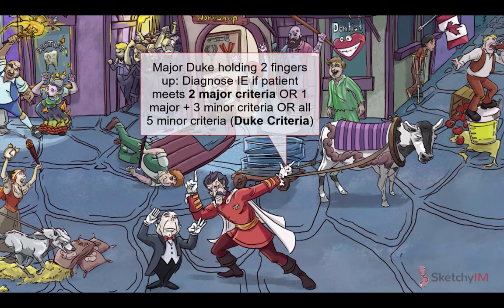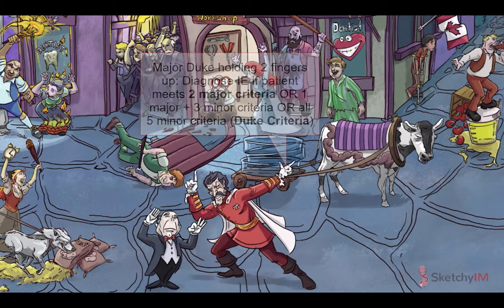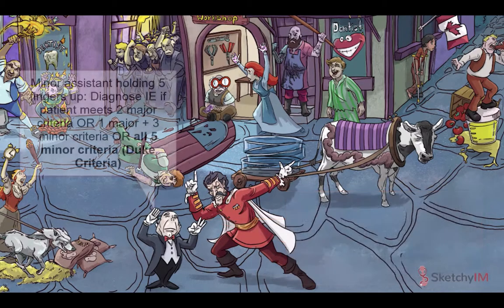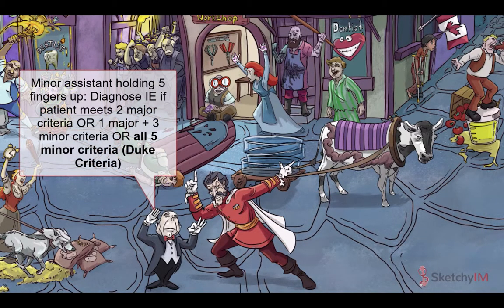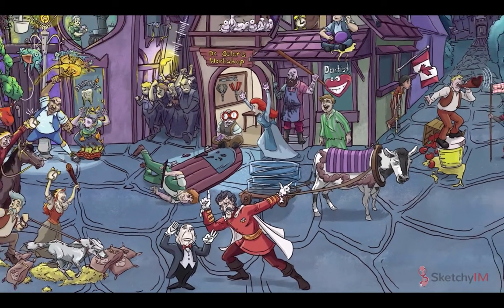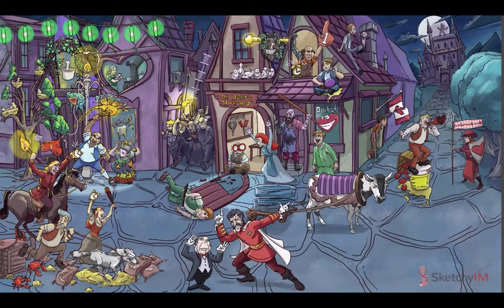Check out the Duke's 2 fingers pointing at the beast. That represents the first way you can diagnose infective endocarditis, if your patient meets both of the major criteria. 1 major and 3 minor criteria also work, hence these fingers here. Finally, if your patient doesn't meet any of the major criteria, but meets all 5 minor criteria, represented by the minor assistant's 5-fingered salute, that also works. Woohoo! You've diagnosed IE. Let's sum it up for your attending with a sample assessment statement.